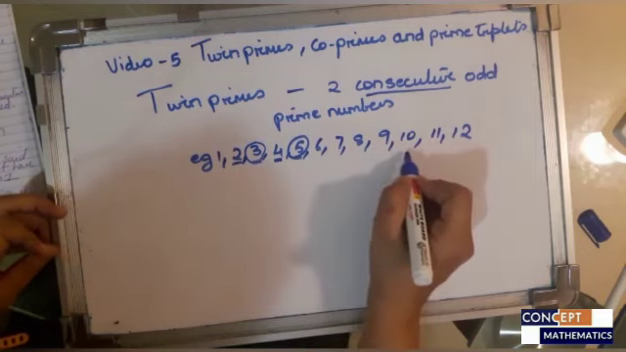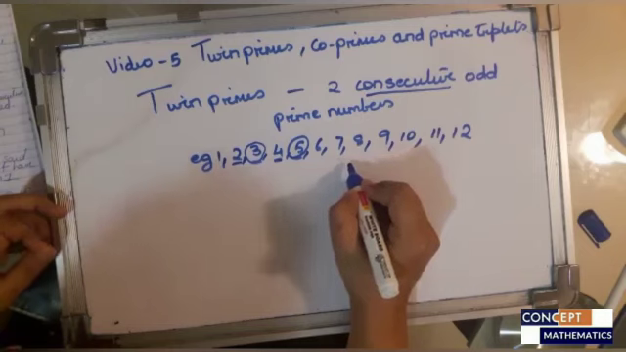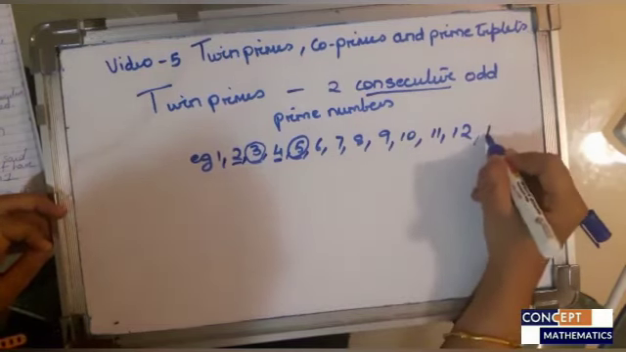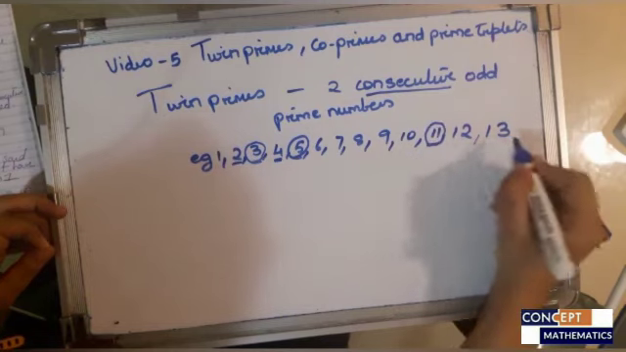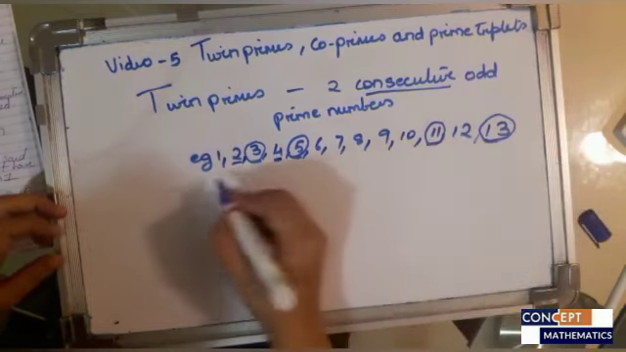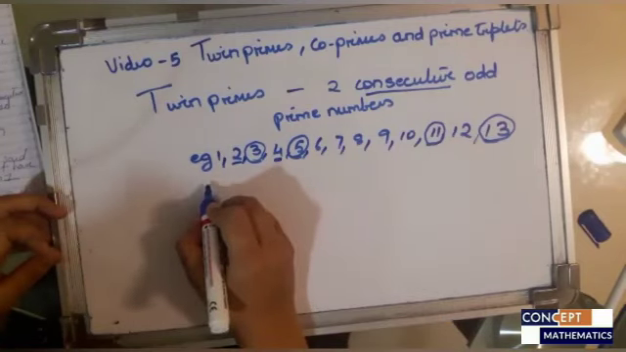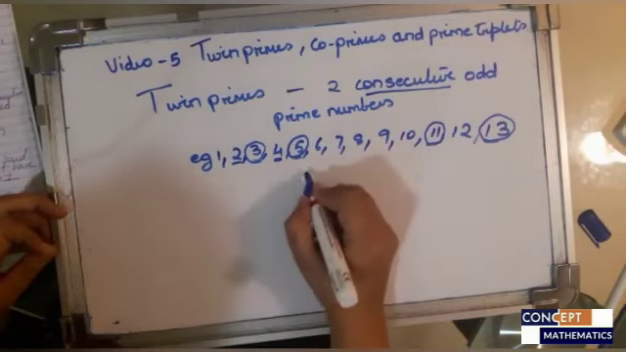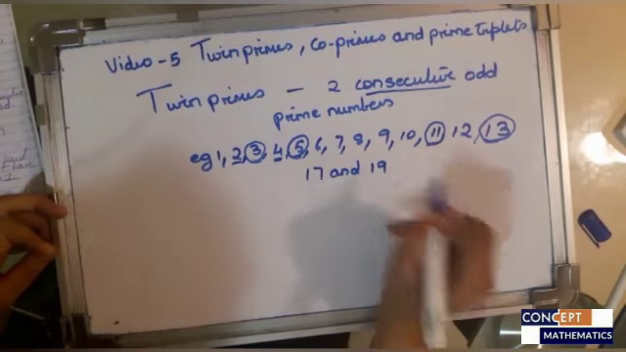Now which one would be the next twin prime? It would be 11 and 13. So twin primes are two consecutive odd prime numbers. One more example can be 17 and 19.